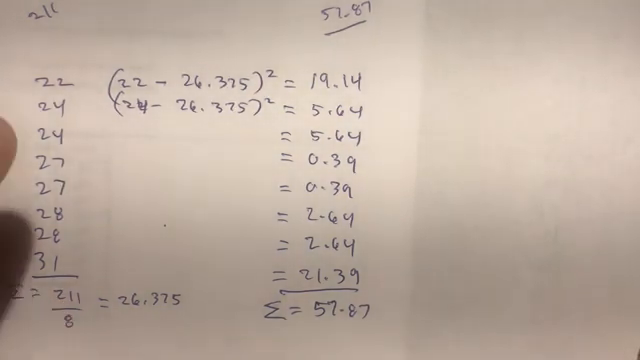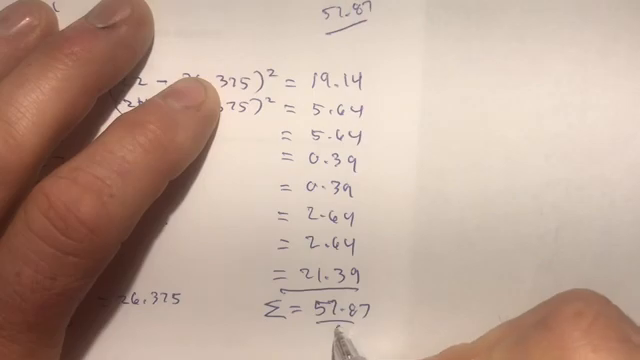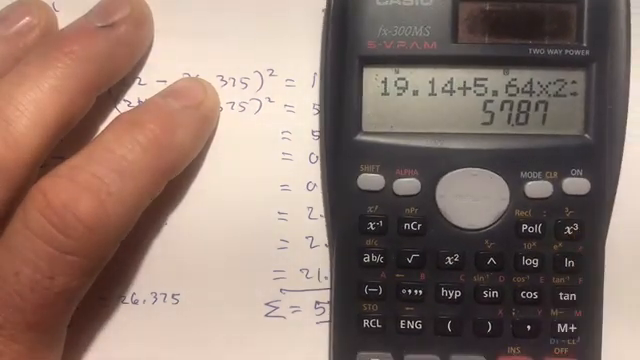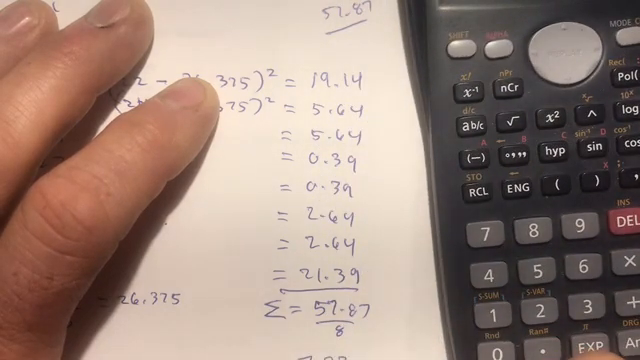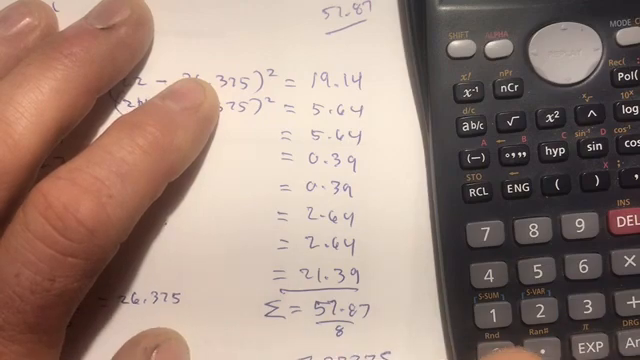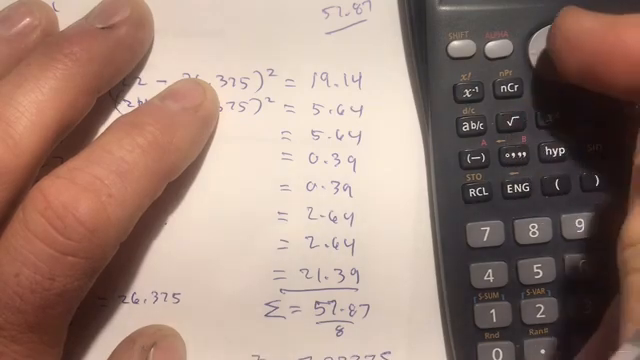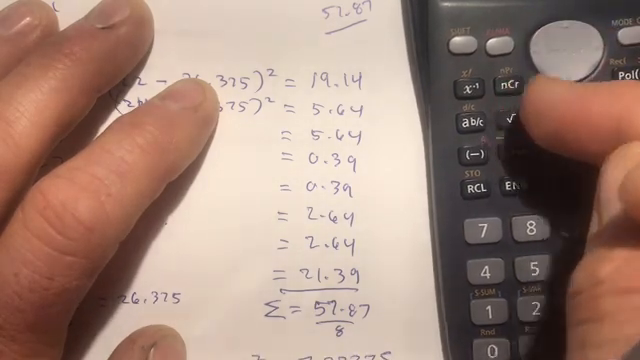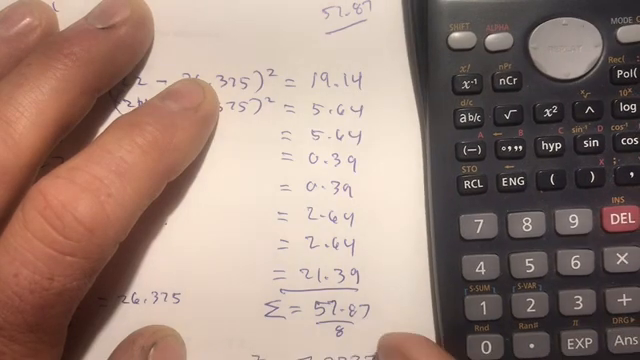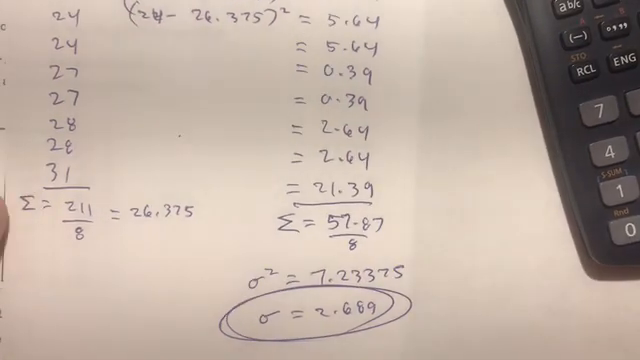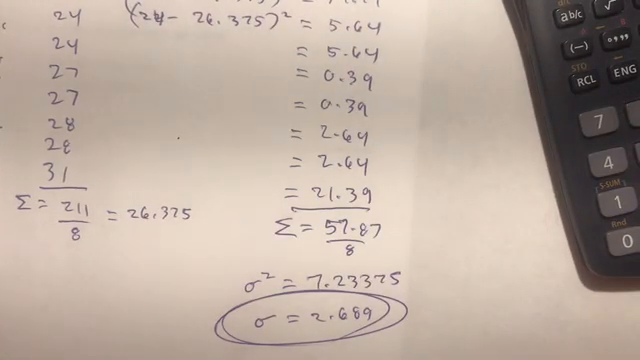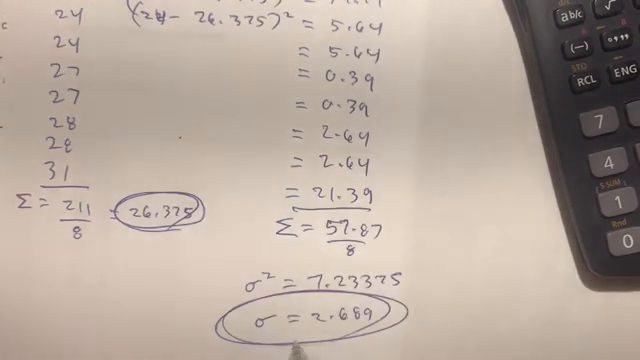And like I said, this is a population here, so there's 8. I'm going to divide this by 8, and I get 7.23375. This is my variance. So I'm going to do the square root of that answer, which is 2.68. All right, there's my standard deviation. So there's my mean, there's my standard deviation.